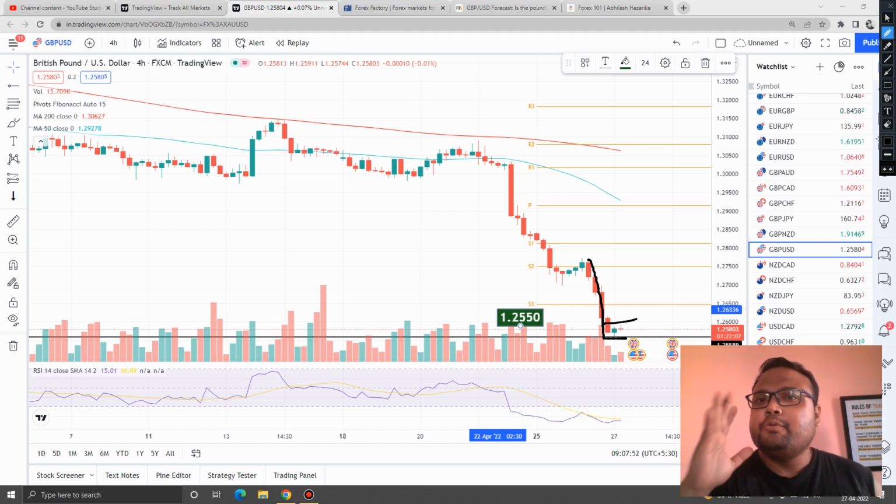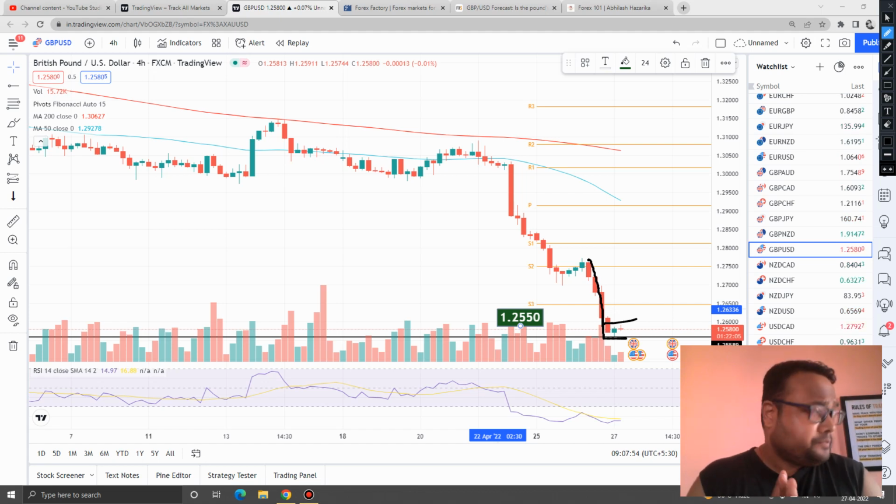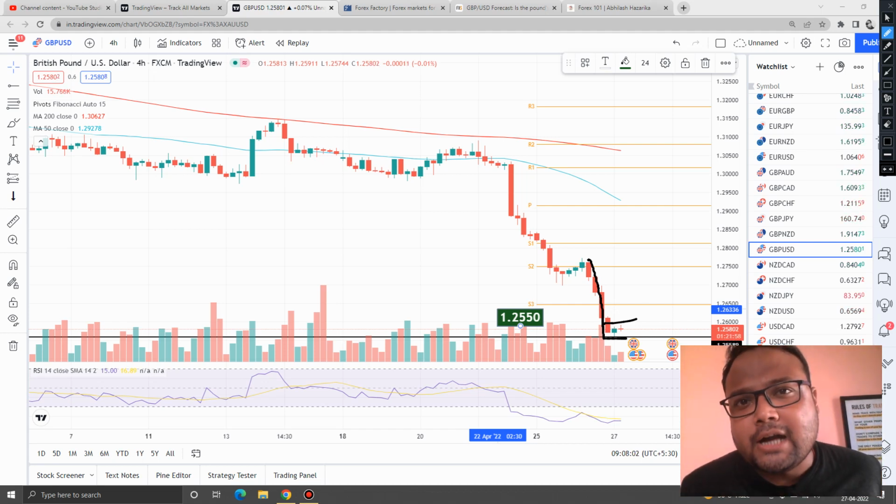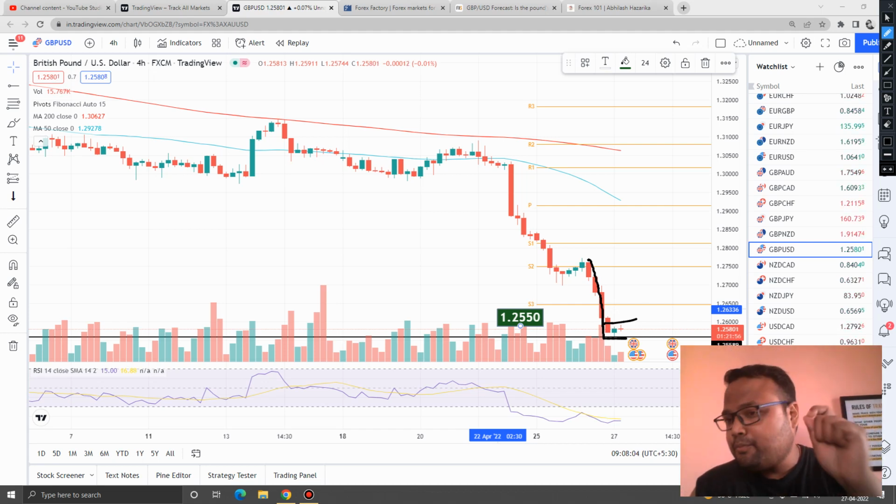But just make sure you use proper risk management, because any good trade setup may fail. My analysis can be wrong as well, but it's your responsibility to protect your hard-earned money and capital. So follow proper risk management.